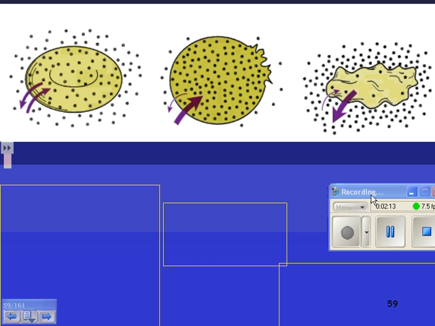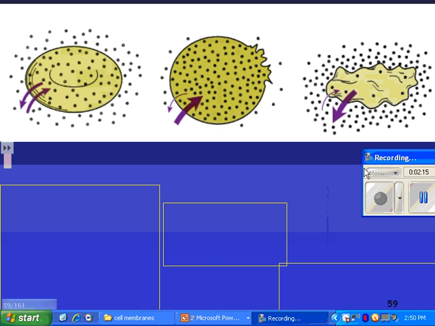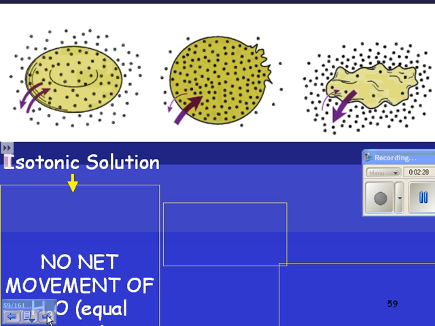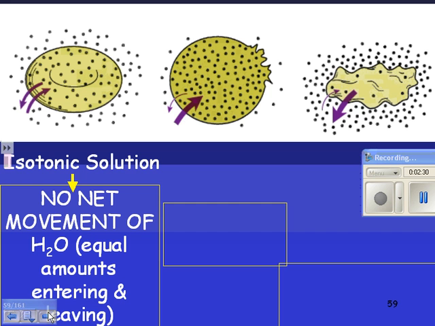So here's what a red blood cell is going to look like depending on the environment that it's in. So in this environment, you have about the same amount of dissolved stuff in and out. So about as much goes in as comes out. So that one's called isotonic. So in an isotonic solution, there's no net movement of water. About the same amount goes in as goes out.